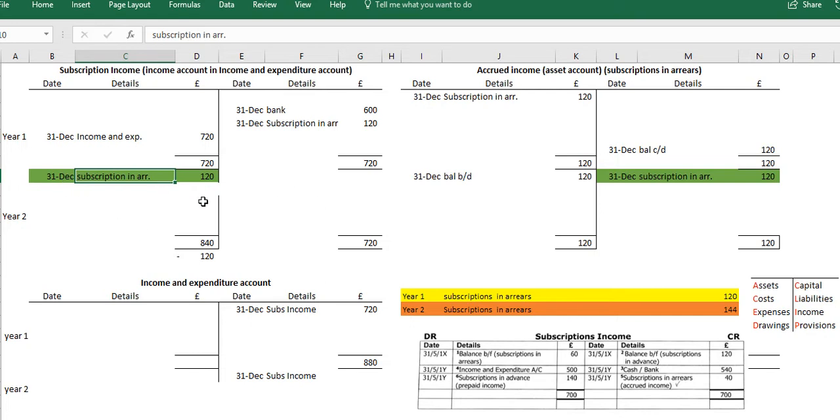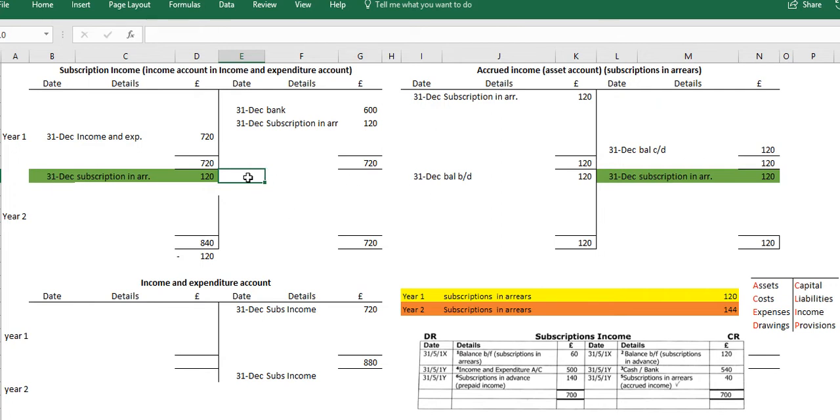So effectively what we're saying here is that we have reduced the next year by £120, and that's because we have increased year 1 by the £120. So take the £120 out of year 2 and just put it into year 1 where it actually belongs. So we are now in year 2, and we actually come to the end of year 2. So we are fast forwarding a year.